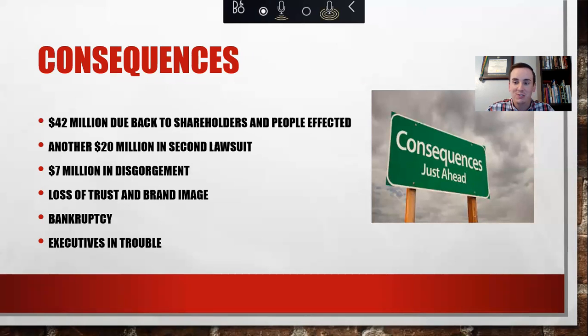So, of course, once you're caught for committing fraud, you're going to have consequences. Some that were included in this case were $42 million due back to shareholders and people affected. As I said, there were multiple lawsuits, and in the second lawsuit, there was another 20 million. They also owed 7 million in disgorgement penalties. Obviously, when a company commits fraud, it eventually leads to a loss of trust and a bad look on their brand image. And in this case, it eventually led to the company going bankrupt. And obviously, the executives were in trouble.